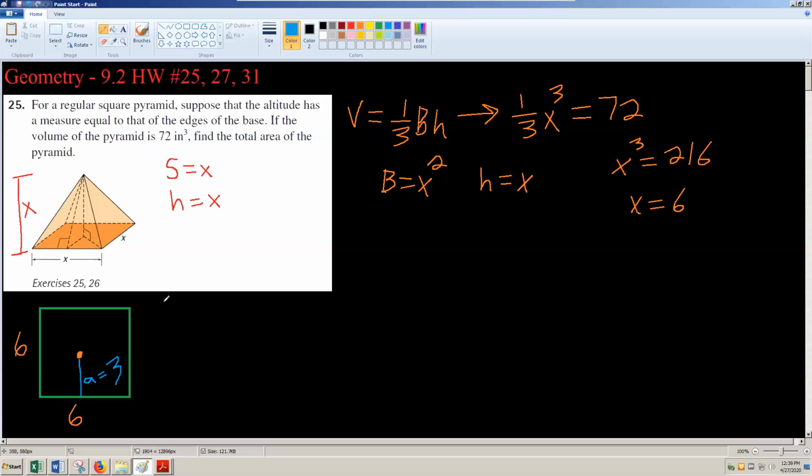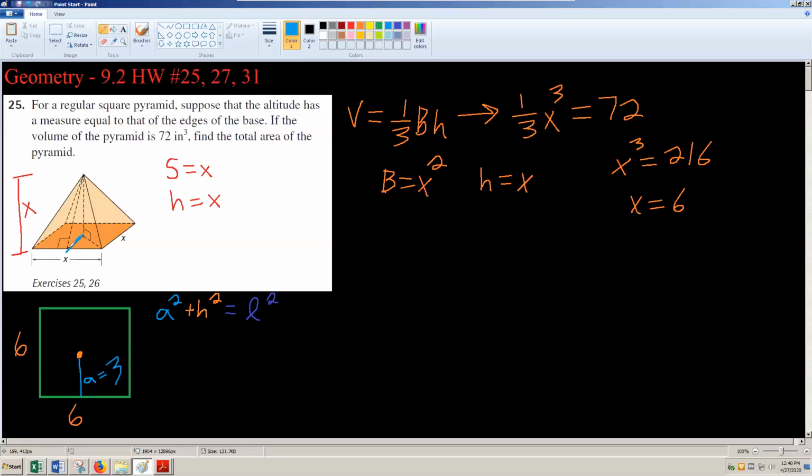Now I want to think about, if my apothem squared plus my height squared, it's going to equal my slant height squared. So this relationship is something we need to be able to use, and I'm going to try and represent this in our picture without making it look too bad.